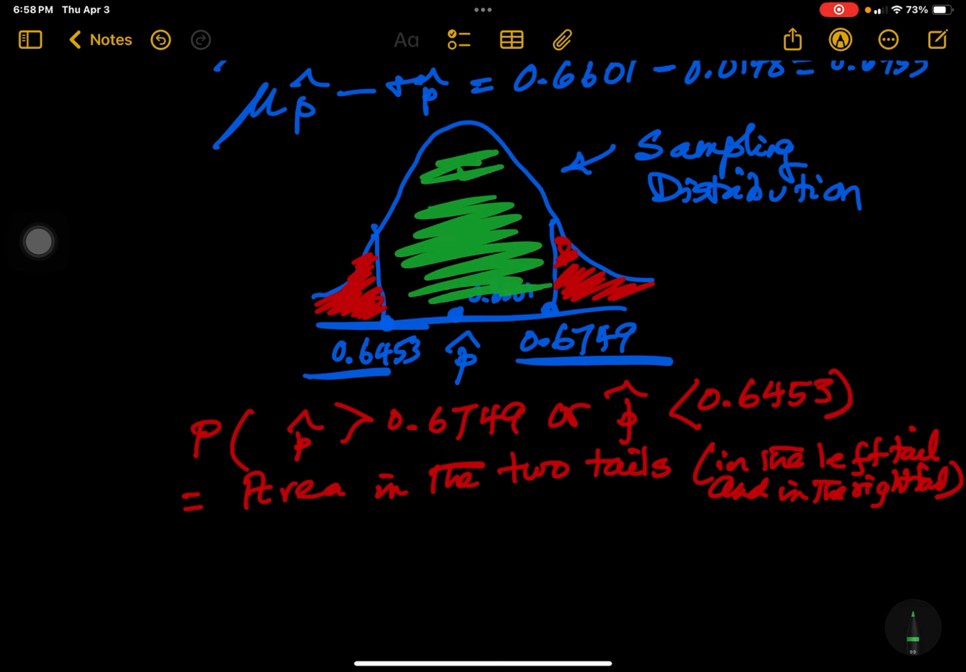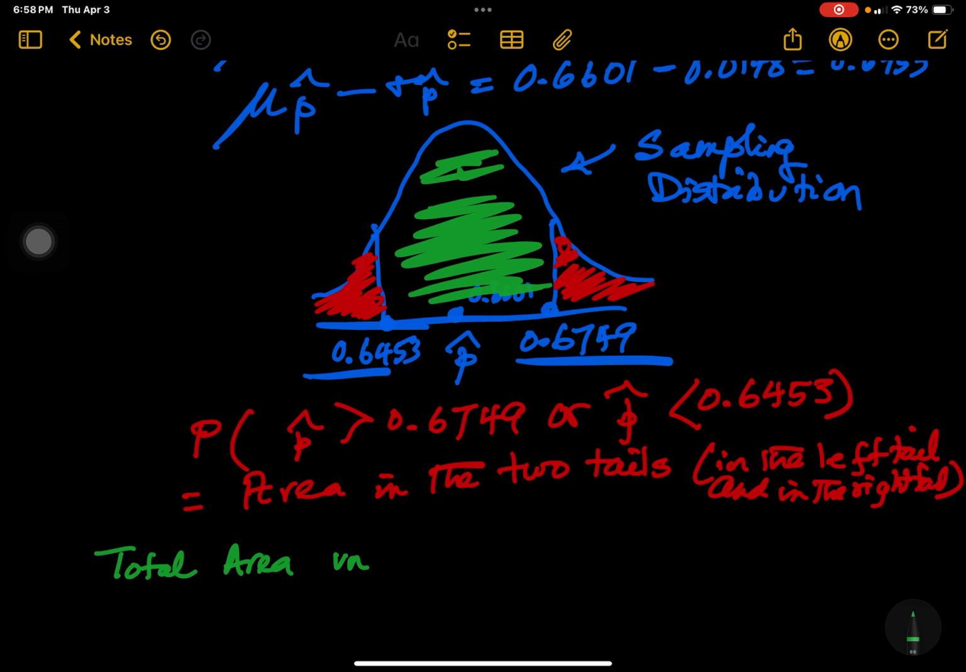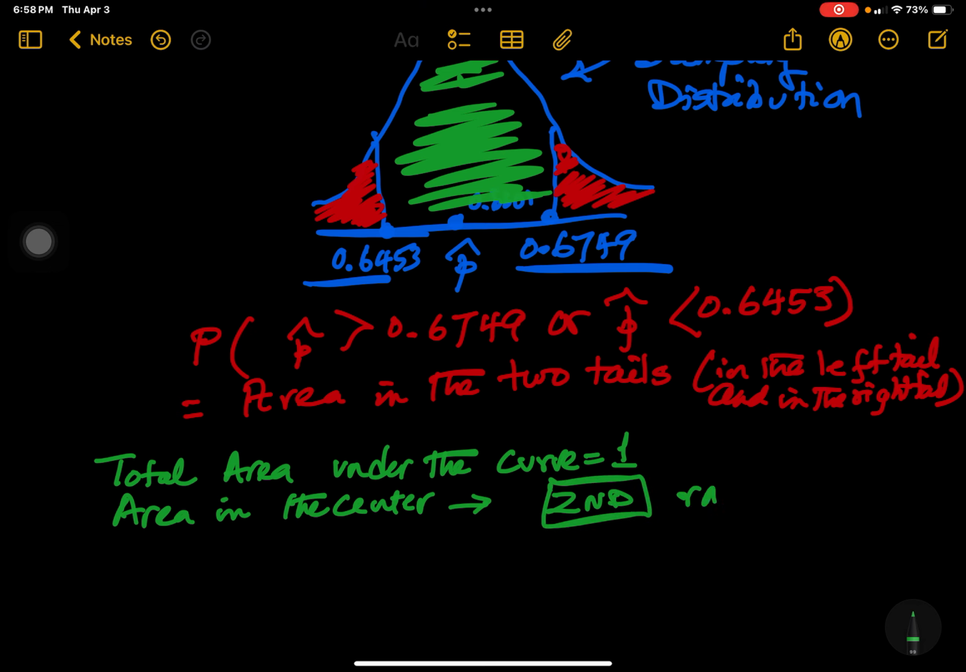So we know the total area under the curve is 1, because the sum of the probabilities is equal to 1. So the area in the center, we will use our calculator to do that. We will use second button, then vars button, and select number 2, which is normal CDF.